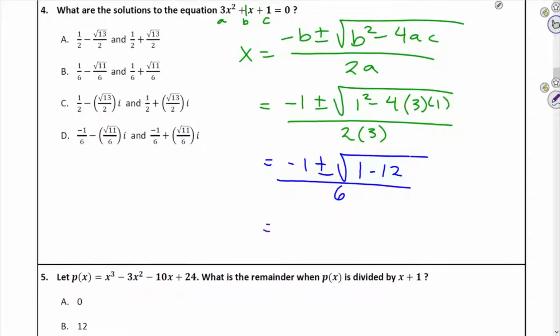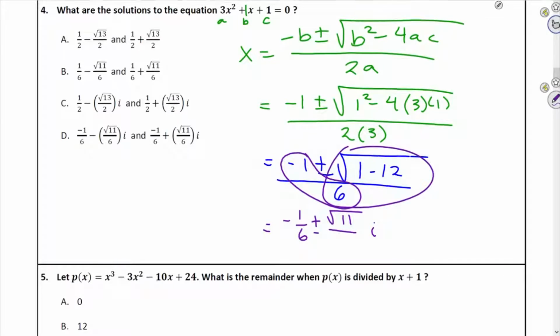Okay. And I think at this point I can separate these two into 2 different fractions. So I have negative 1/6 plus or minus the square root. 1 minus 12 is negative 11, and it's inside a square root. So I have the square root of 11, i, divided by, this is also divided by 6. And I get this as my 2 solutions. x is negative 1/6 plus square root of 11 over 6 i, and negative 1/6 minus root 11 over 6 i.